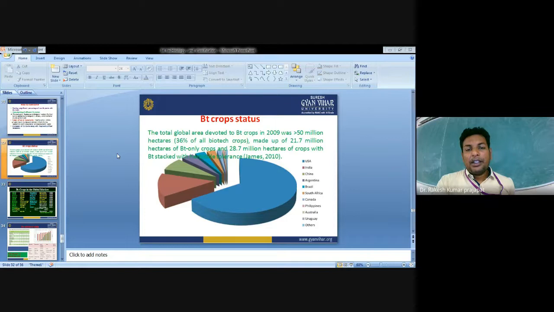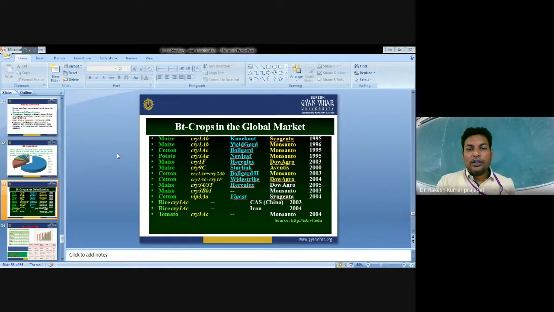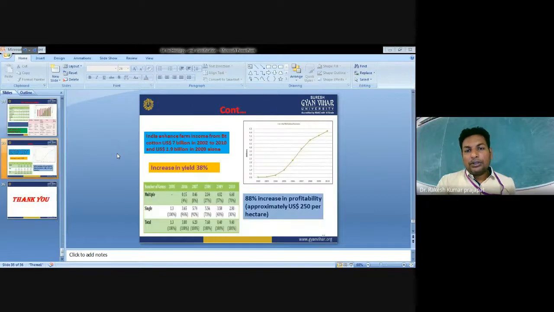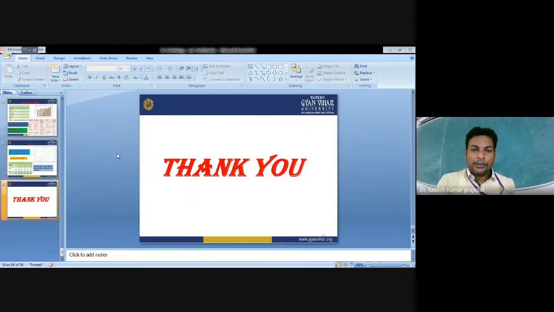Now, if you see the Bt crop resistance, the data is from 2009. There is a long list of Bt crops in the global market: maize, cotton, potato, tomato, rice, with different genes. This is the overall status of Bt cotton in India. From 2003 to 2021, only the Bt cotton crop was cultivated in India, which increased the yield by 38%. Thank you for listening.